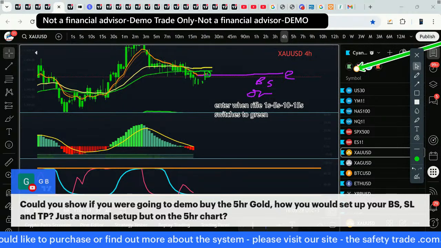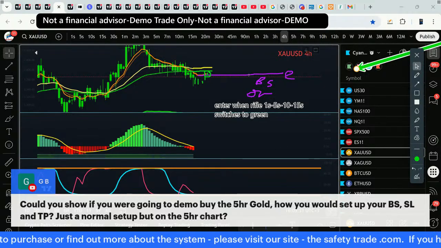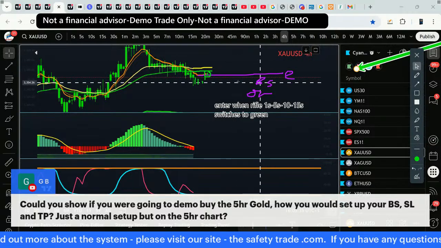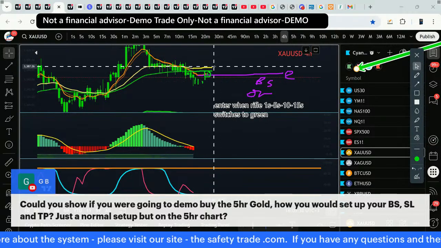Could you do a 5 hour gold? How would you set up your buy stop? Yep. And just a normal setup for the 5 hour chart. Yep. This is how you do your entrances. This is how you find the trade. And this is how you do your entrances.